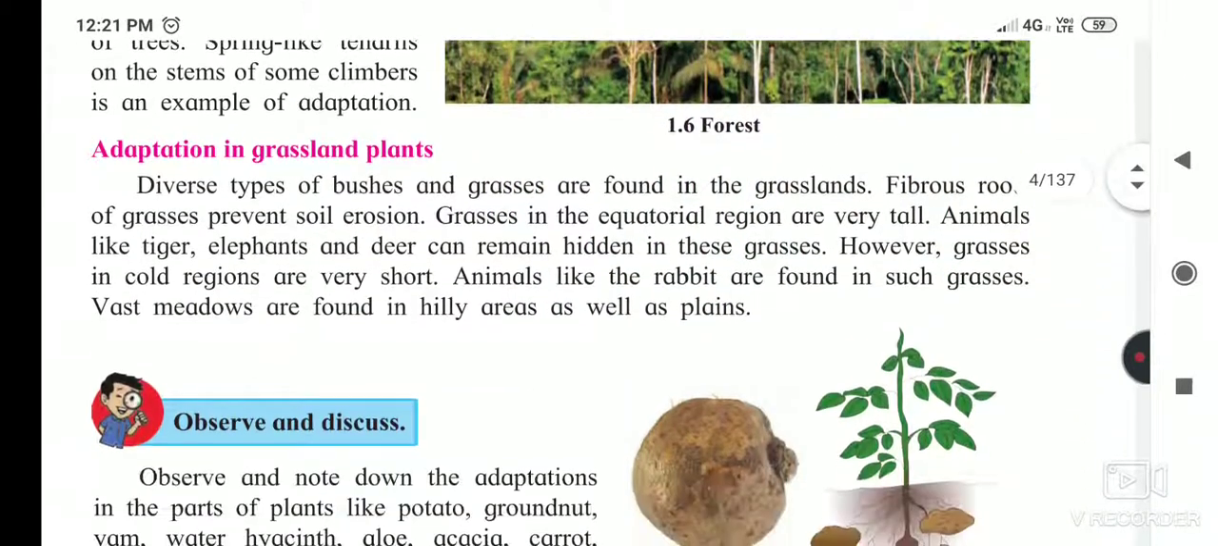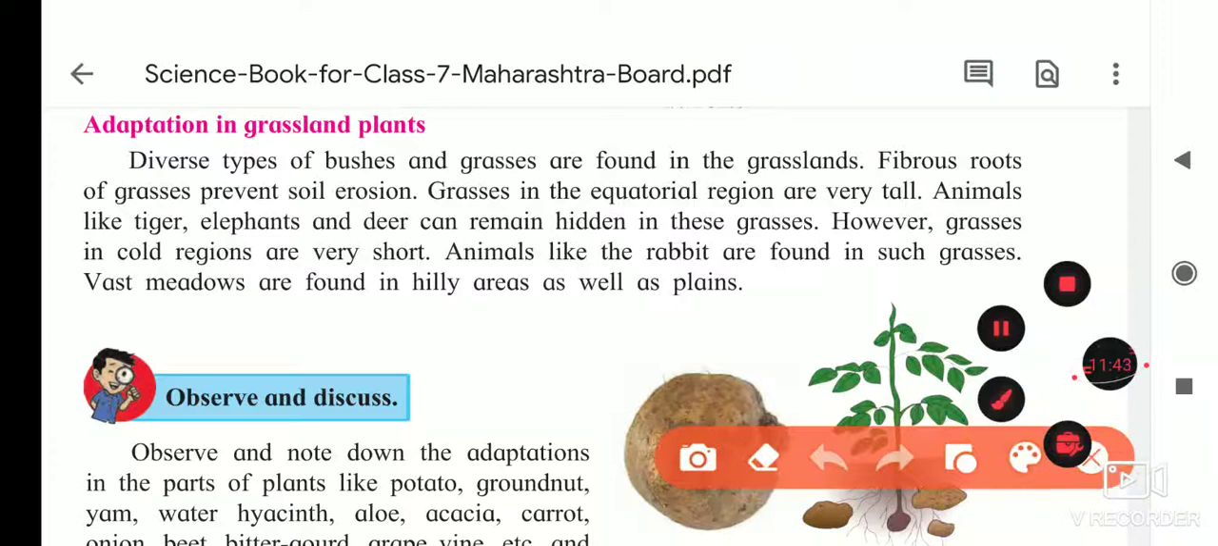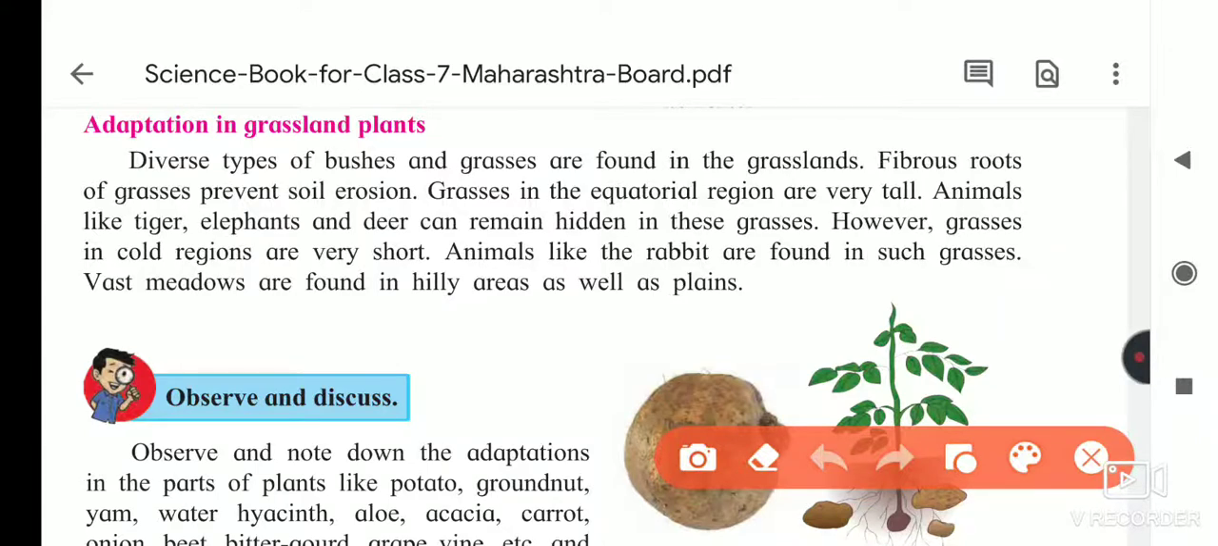Next, grassland plants. I told you that in grassland, what we think of as grass is within 2 or 3 centimeters, or otherwise nearly 50 centimeters in height, but actually it is not like that. In some places the grass is very tall, even an elephant can hide behind it.